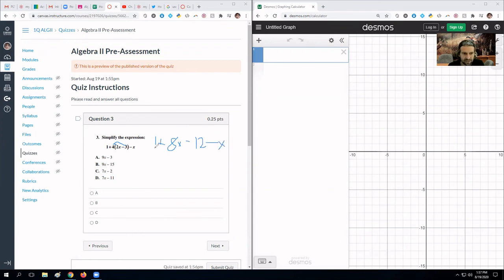All right, we got to combine like terms. Looks like they're starting with x's first. So 8x minus x is 7x. And then 1 minus 12 is negative 11. So that would be D.